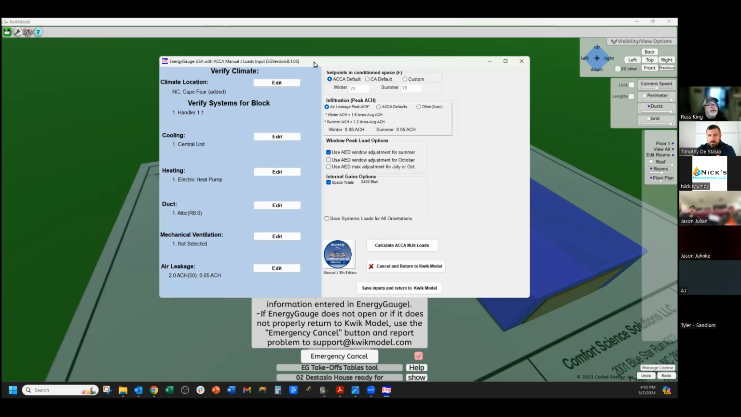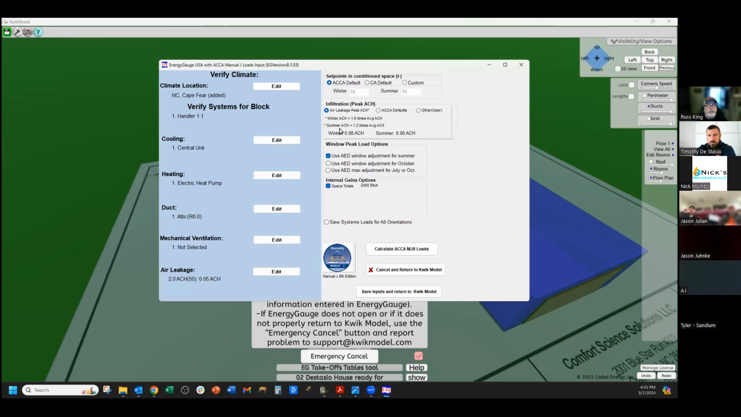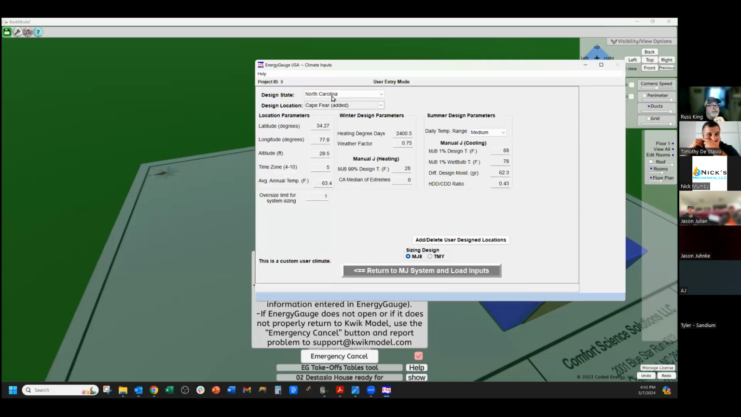You'll see it says Energy Gauge here. You'll notice that it looks very different than Quick Model. That's because it is a different software, but it talks to Quick Model. Quick Model sends all that geometry, all those window types, all that other stuff to Manual J. Here's where you set your climate location. You pick a state, you pick a city, and it automatically fills all this stuff in. You can edit these if the city that you're in is not on the list. You can edit these and save them, okay?